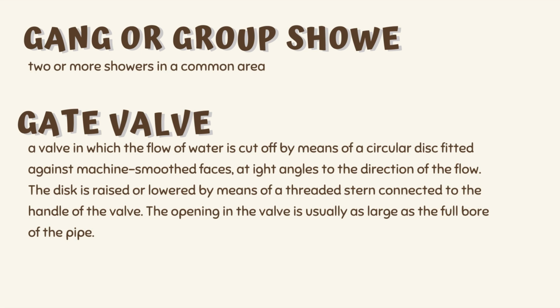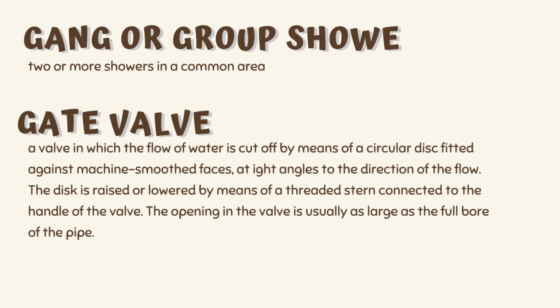Gate valve: a valve in which the flow of water is cut off by means of a circular disc fitted against machine-smooth faces, at odd angles to the direction of the flow. The disc is raised or lowered by means of a threaded stem connected to the handle of the valve. The opening in the valve is usually as large as the full bore of the pipe.